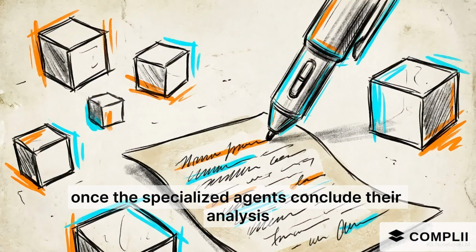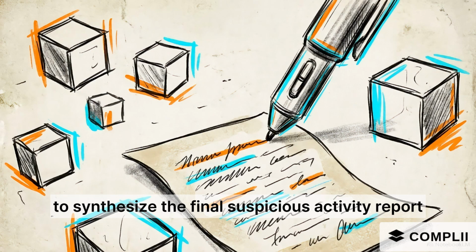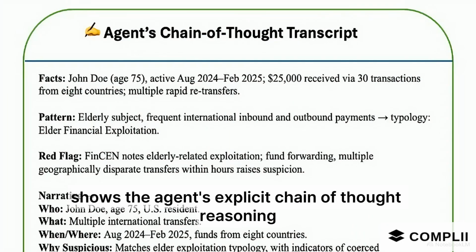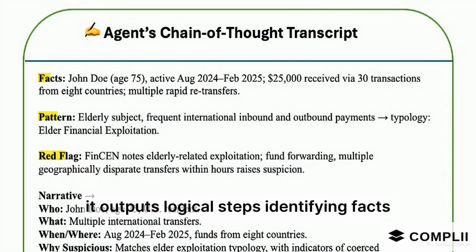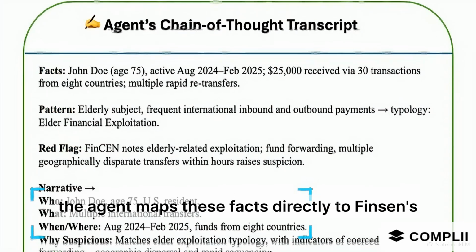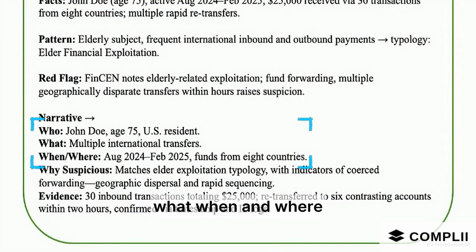Once the specialized agents conclude their analysis, they pass their localized findings to the narrative generation agent to synthesize the final suspicious activity report. This transcript shows the agent's explicit chain of thought reasoning. To guarantee explainability, it outputs logical steps, identifying facts, patterns, and red flags before drafting. The agent maps these facts directly to FinCEN's structural requirements, clearly defining the who, what, when, and where.